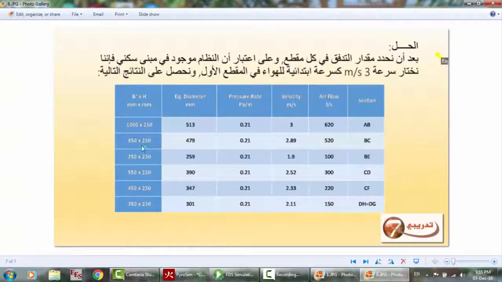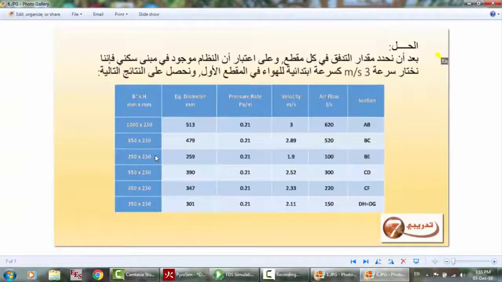and so on. You have to take care of the B times H, the aspect ratio, and the suspended ceiling height. If the architectural engineer tells you that you have a suspended ceiling of 30 centimeters, your duct, your B times H, shouldn't exceed 20 centimeters due to the insulation, due to the electrical wires, and so on.